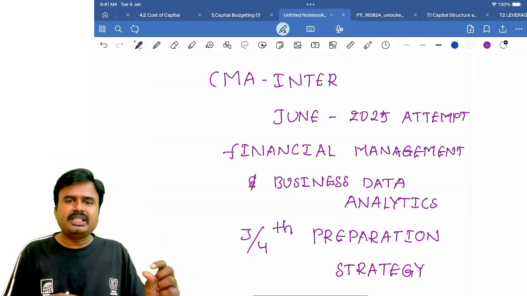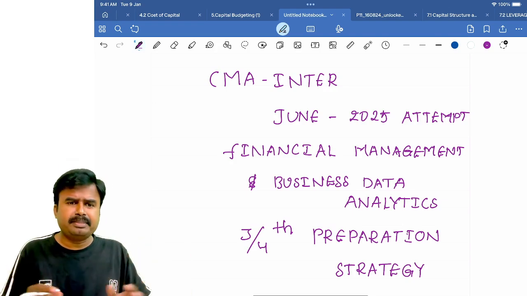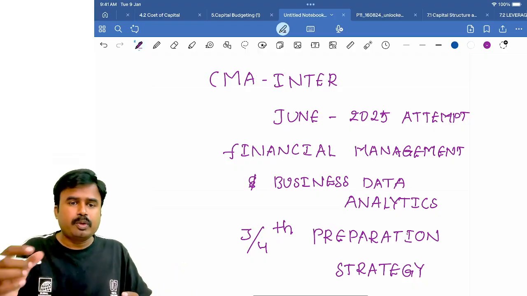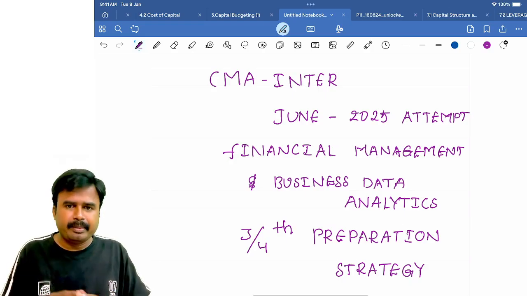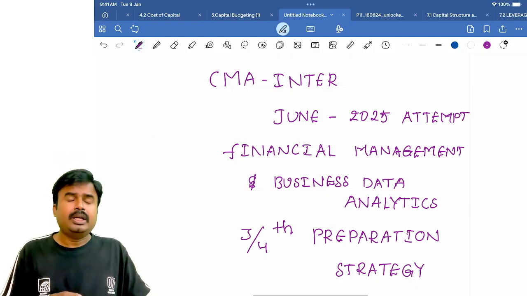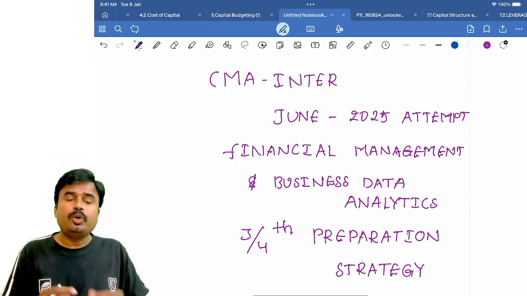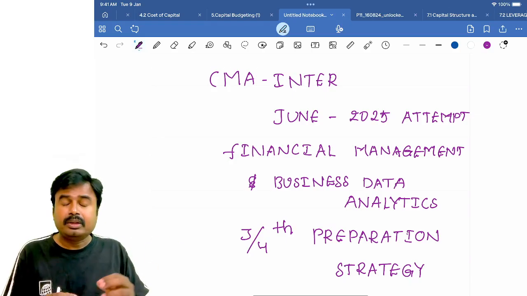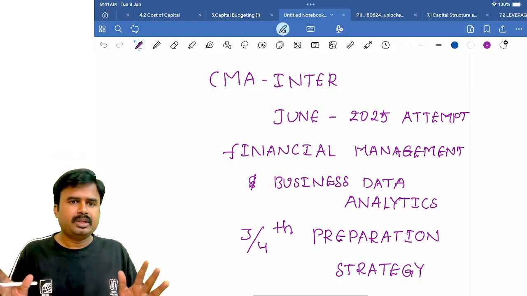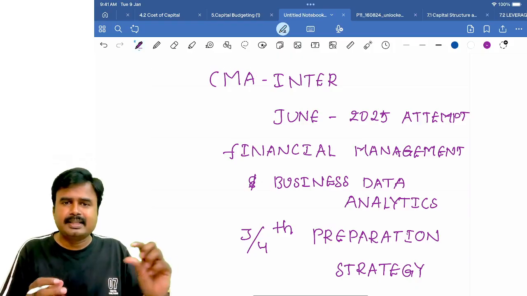See, this Financial Management and Business Data Analytics paper is a big subject which covers problematic financial management and also business data analytics. FM is for 80 marks and BDA is for 20 marks. Now I'm here to discuss how to get an exemption and also how to get 80 plus marks with very less preparation. So my first focus is on the 3/4 preparation strategy to get exemption.